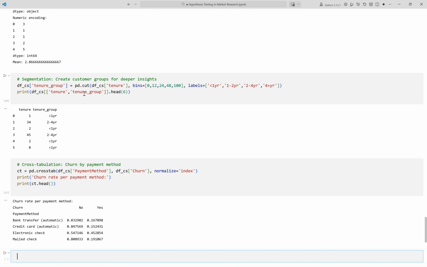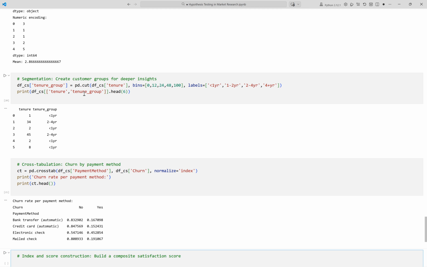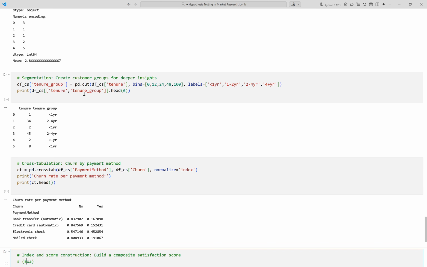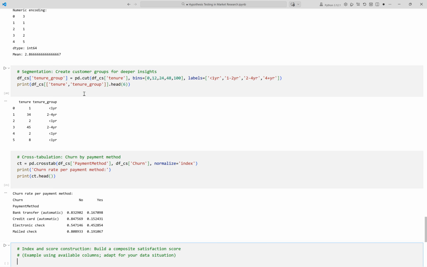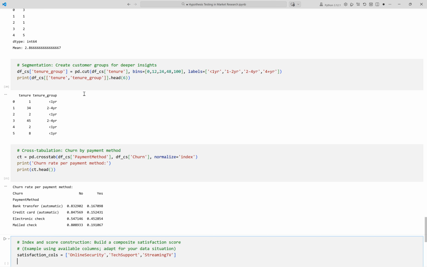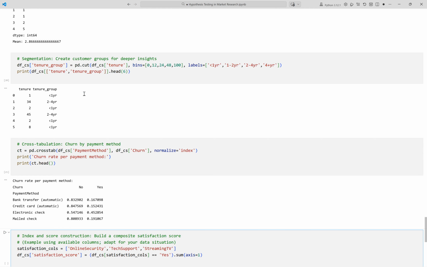Scores and indices help managers track abstract concepts like satisfaction with a single number. We pick several binary satisfaction indicators. We count the number of yes answers as a simple composite score. We summarize the score with a .describe call so executives understand score levels.